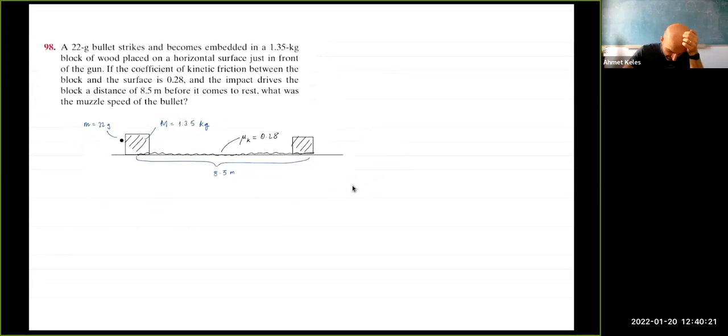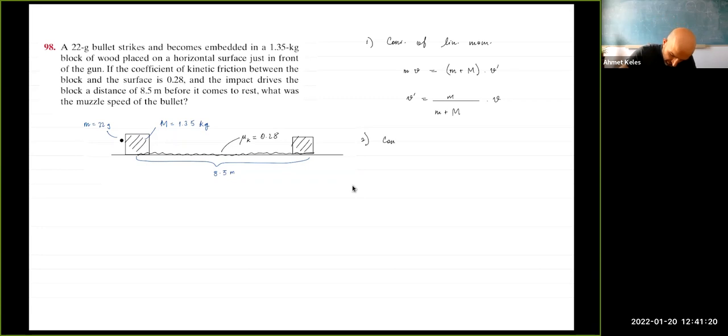So what I would do, I'm just trying to make sure, sometimes they hide little things here and there. So I would say conservation of momentum first, one. Conservation of linear momentum should give us m times v equals m plus M times some v prime, and from here v prime is going to be equal to m over m plus M times v. And two, conservation of energy.